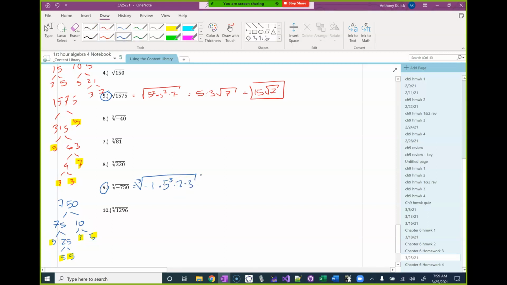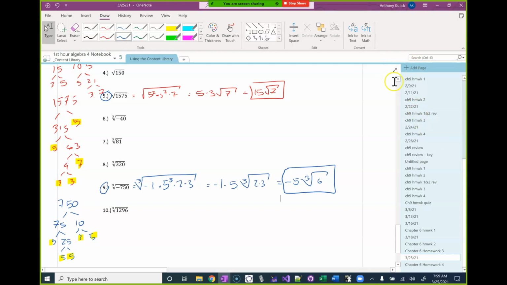Now, since this is a cube root, the 5 can come out, right? Because that's a packet of 3. And I know the cube root of -1 is just -1, so that can come out. But the 2 and the 3 that are just to the first power have to stay in there. So if I multiply that stuff all together, then I have -5 cube root 6. Is that okay? Yeah. So again, if you can get to the prime factorization, it's not too bad from there.